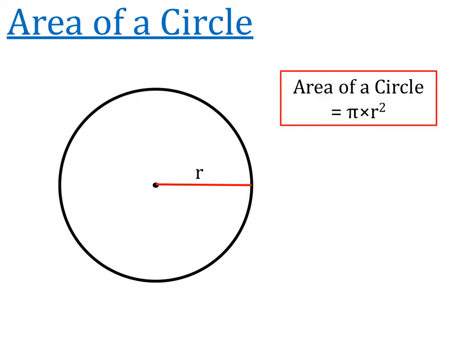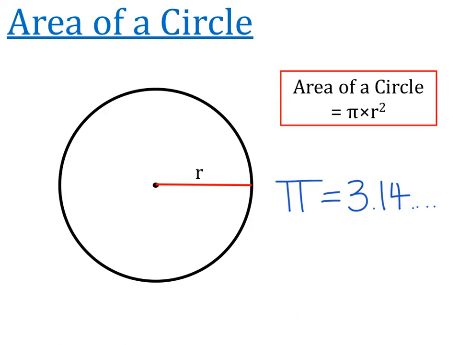To find the area of a circle, we're going to do pi, which is just a button on our calculator, times r squared. So the decimal pi is actually 3.14. There's lots more decimals after that, but it's essentially 3.14. So we're always going to find the area of a circle by using the pi button on our calculator and timesing by the radius squared.